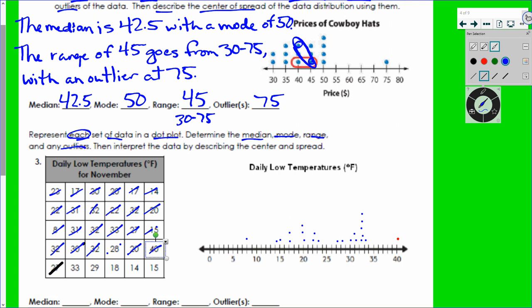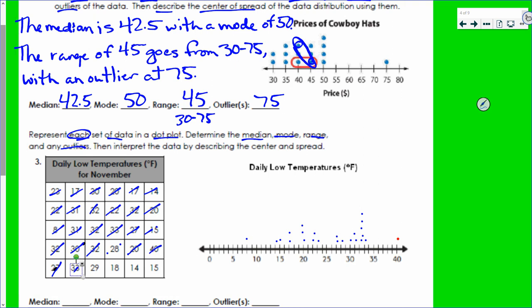It's like I'm haunted by Miss Carolina's ghost here. All of a sudden, my board's doing all kinds of funky things. So 27, get the second one. 33, get the second one. What in the world? 29, 18, 14, and 15.